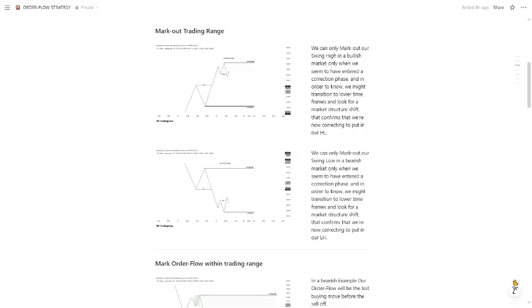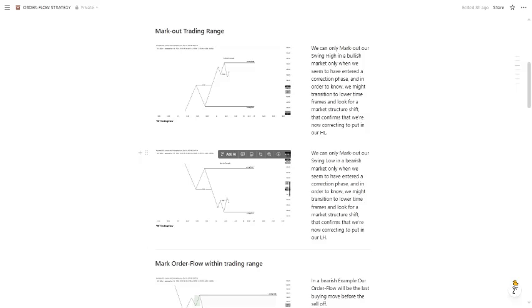So first things first, identify your trend direction. Second thing is to mark out your trading range. This gives you a confined area, sort of like a box, as you guys can see. This is the low of the box, the high of the box, and your trade setup is going to form within this box.